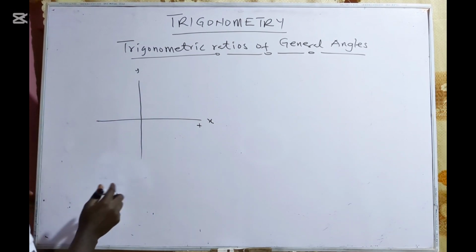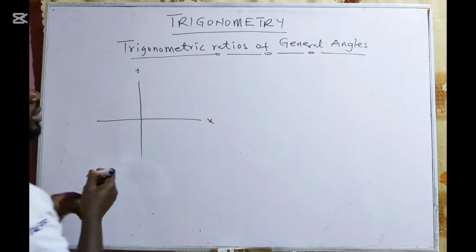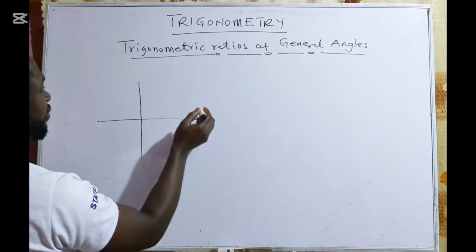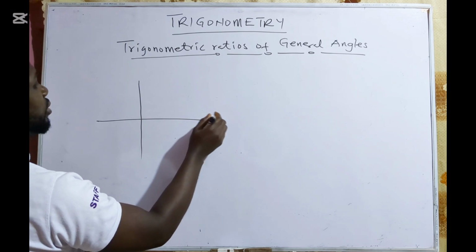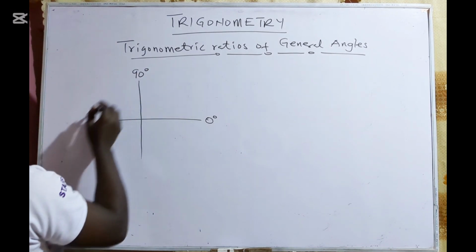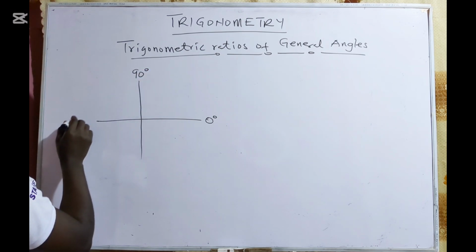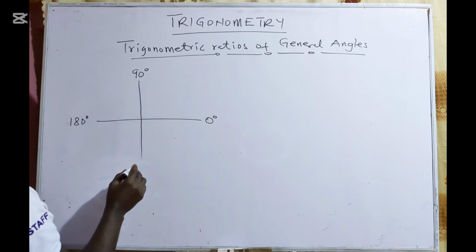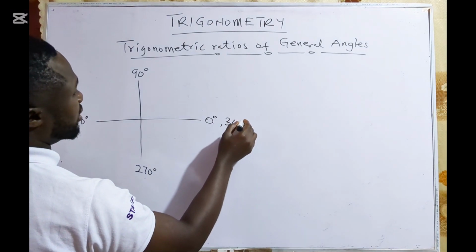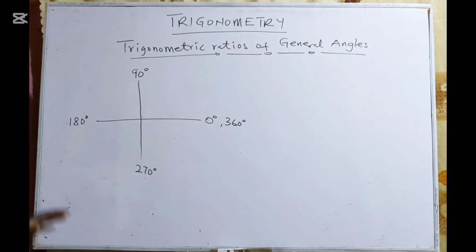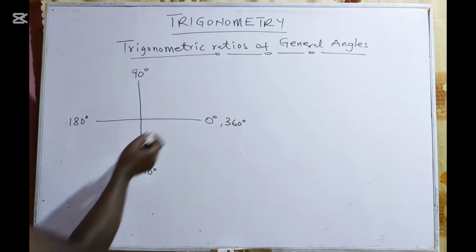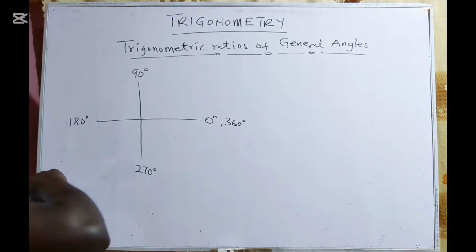So we are going to see what will happen. If we measure from the positive x side, then 0 degrees will start from here, and then this side will be 90 degrees, plus 90, 180 degrees, and then 270 degrees, and then 360 degrees. So this is how it is going to be. We measure the angle from the positive x-axis in an anti-clockwise direction.